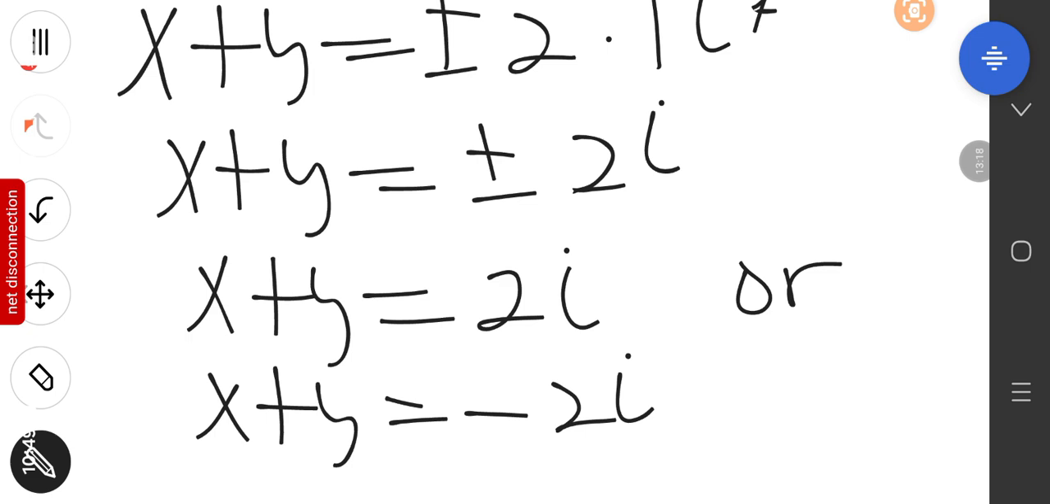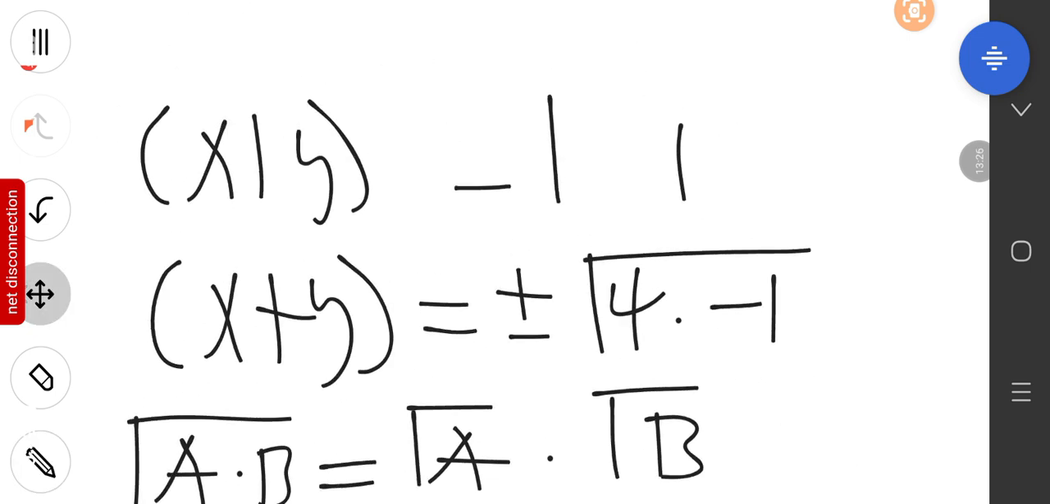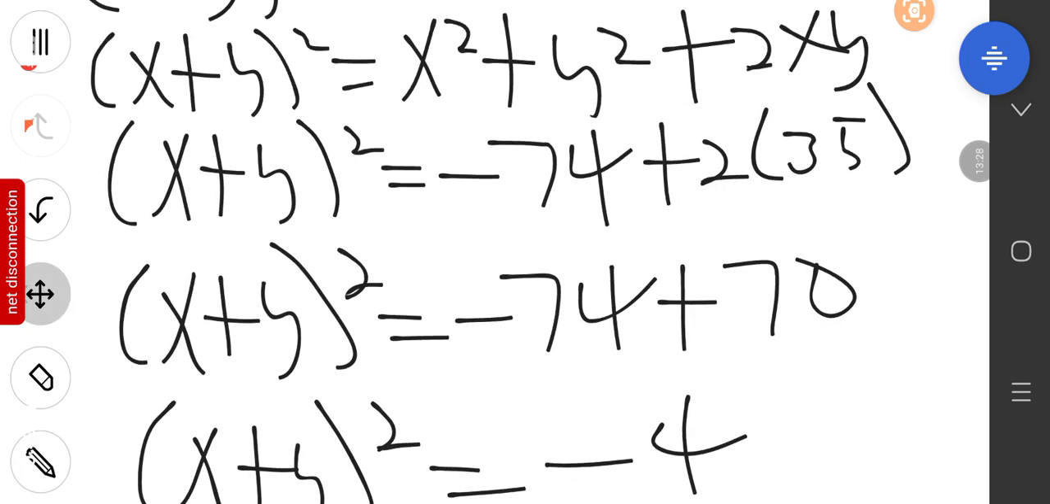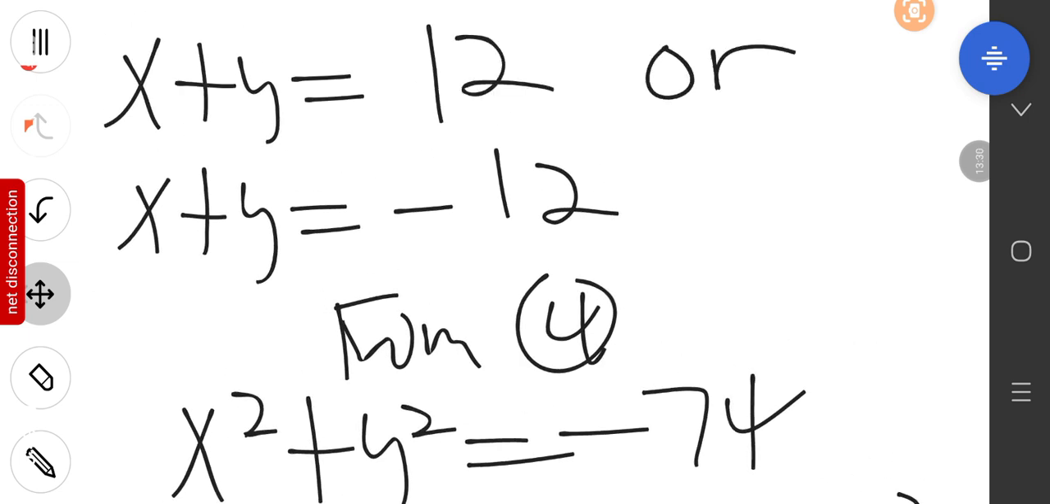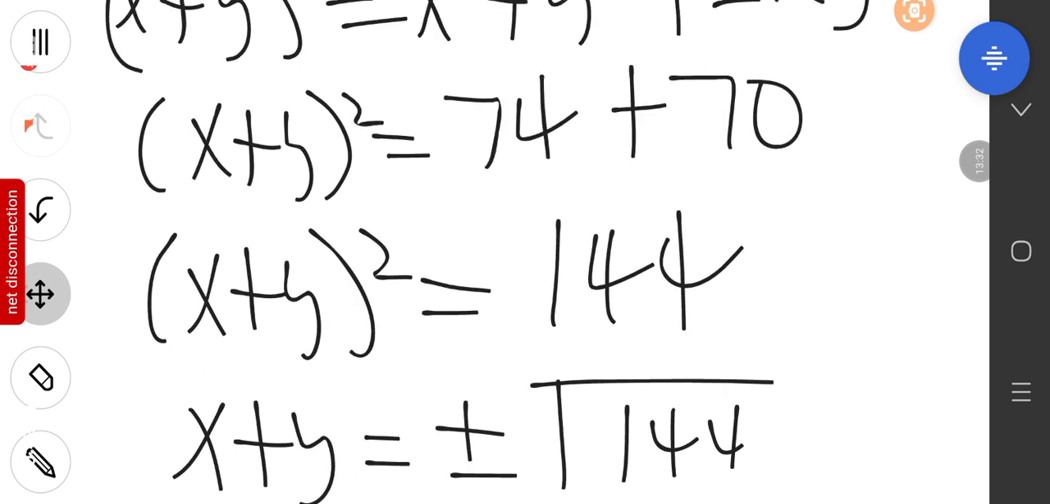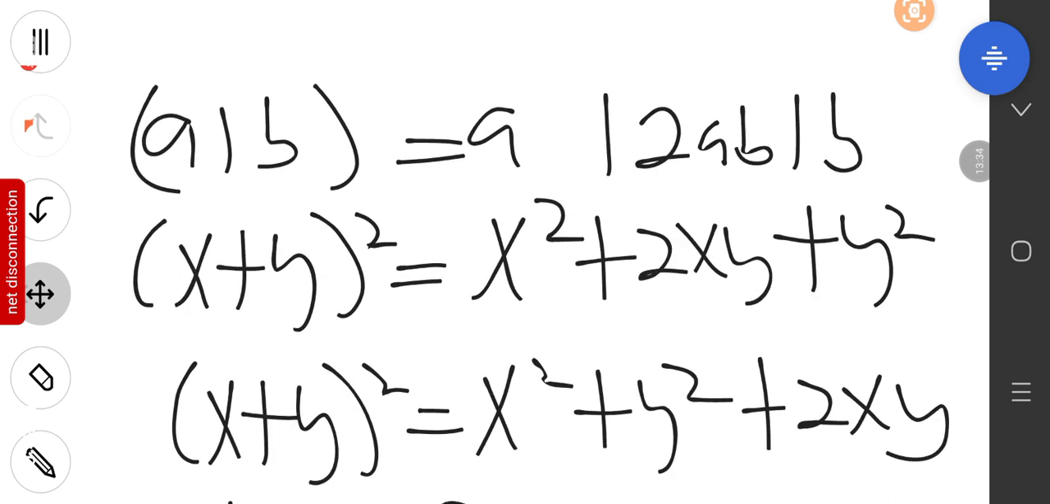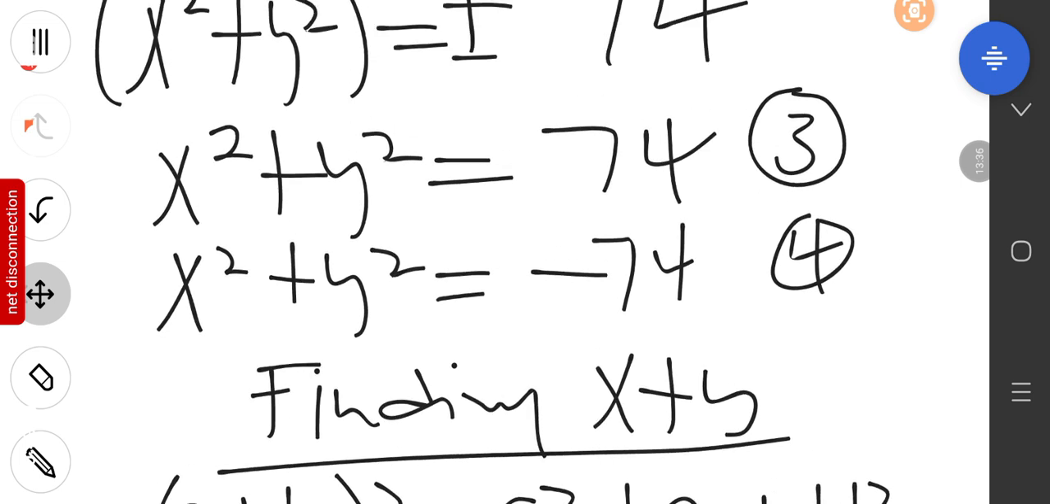So when you take x plus y, now we have four values. We have the ones we derived using equation 3, and then we have the ones we derived using equation 4. So in all, you have four values for x plus y.